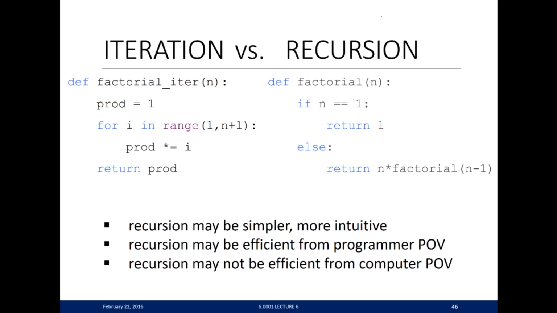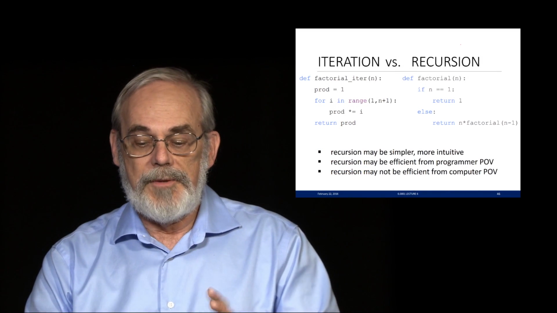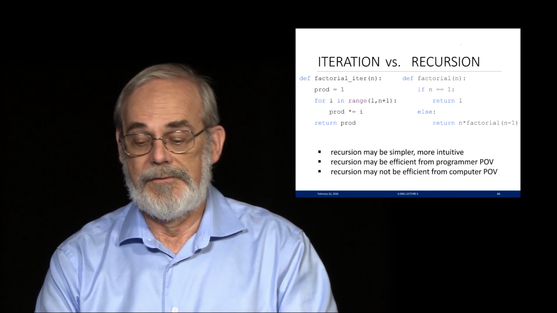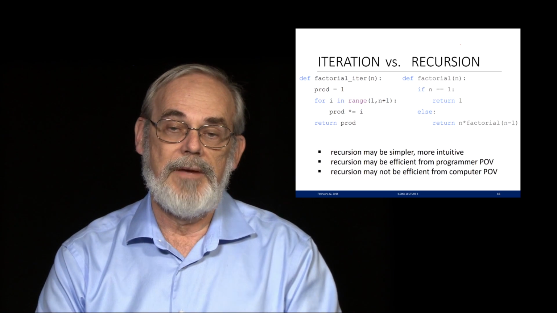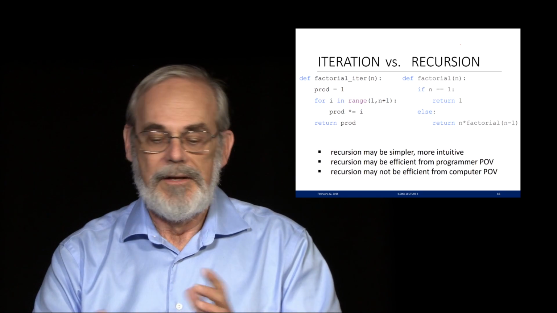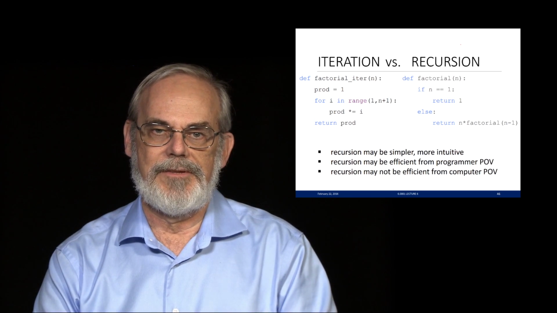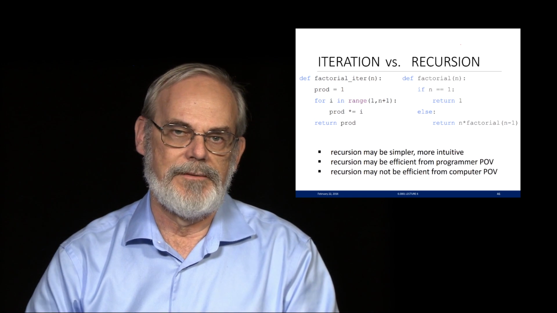I can make them a little different. In this case, I've changed it slightly to use range rather than setting up the iteration variable. But I personally find the right-hand side easier to look at because I can easily see where the recursive call is. From the programmer's point of view, recursion may be more efficient. From the computer's point of view, it may not be as efficient, and we'll see that. But basically the idea is each of these things does the same thing. You get to decide which one you want to use.